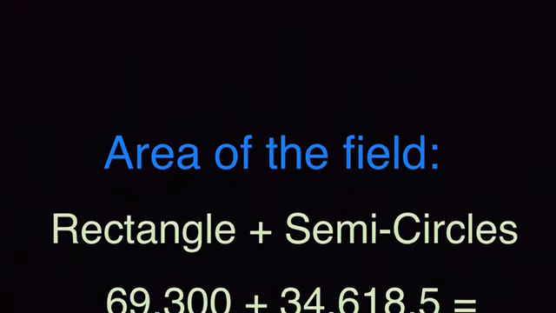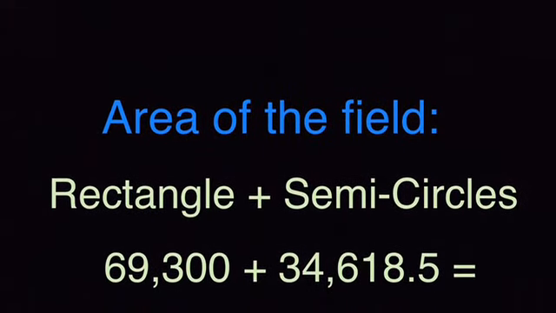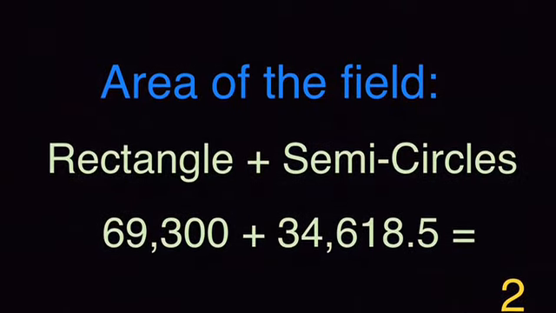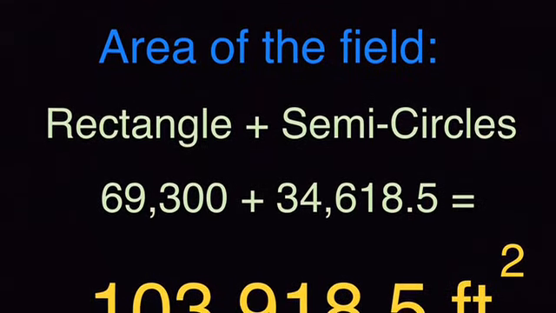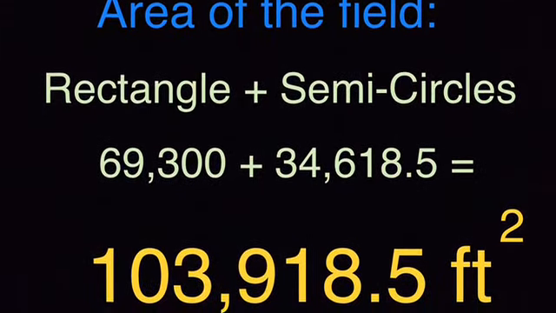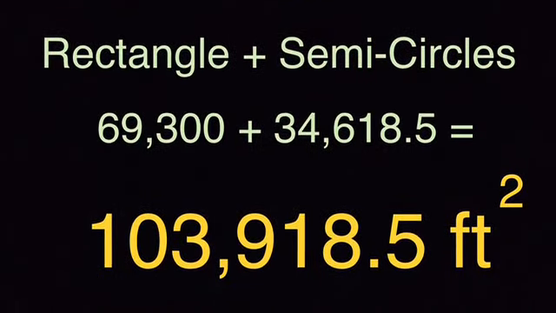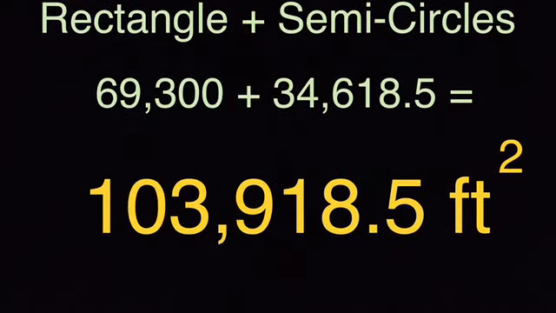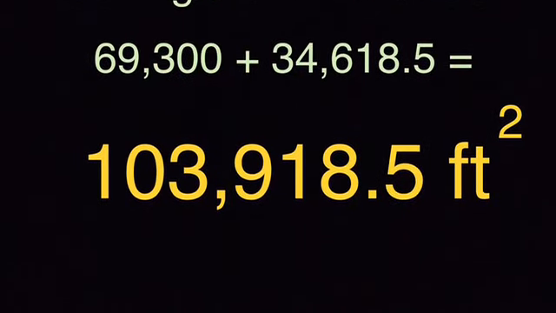The total area of the field is the sum of the rectangle and semicircle regions of the field. The total area of this field is 103,918.5 square feet.